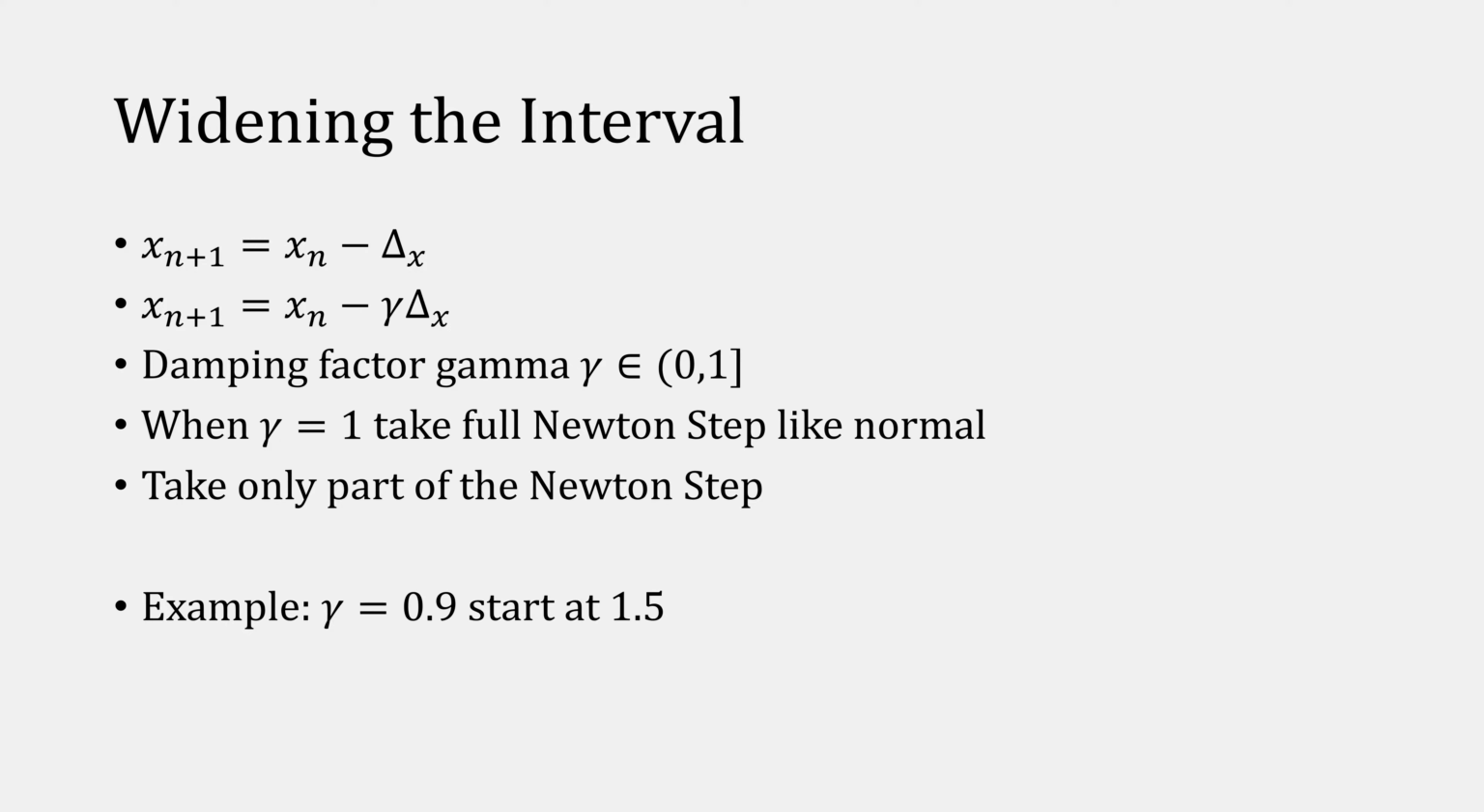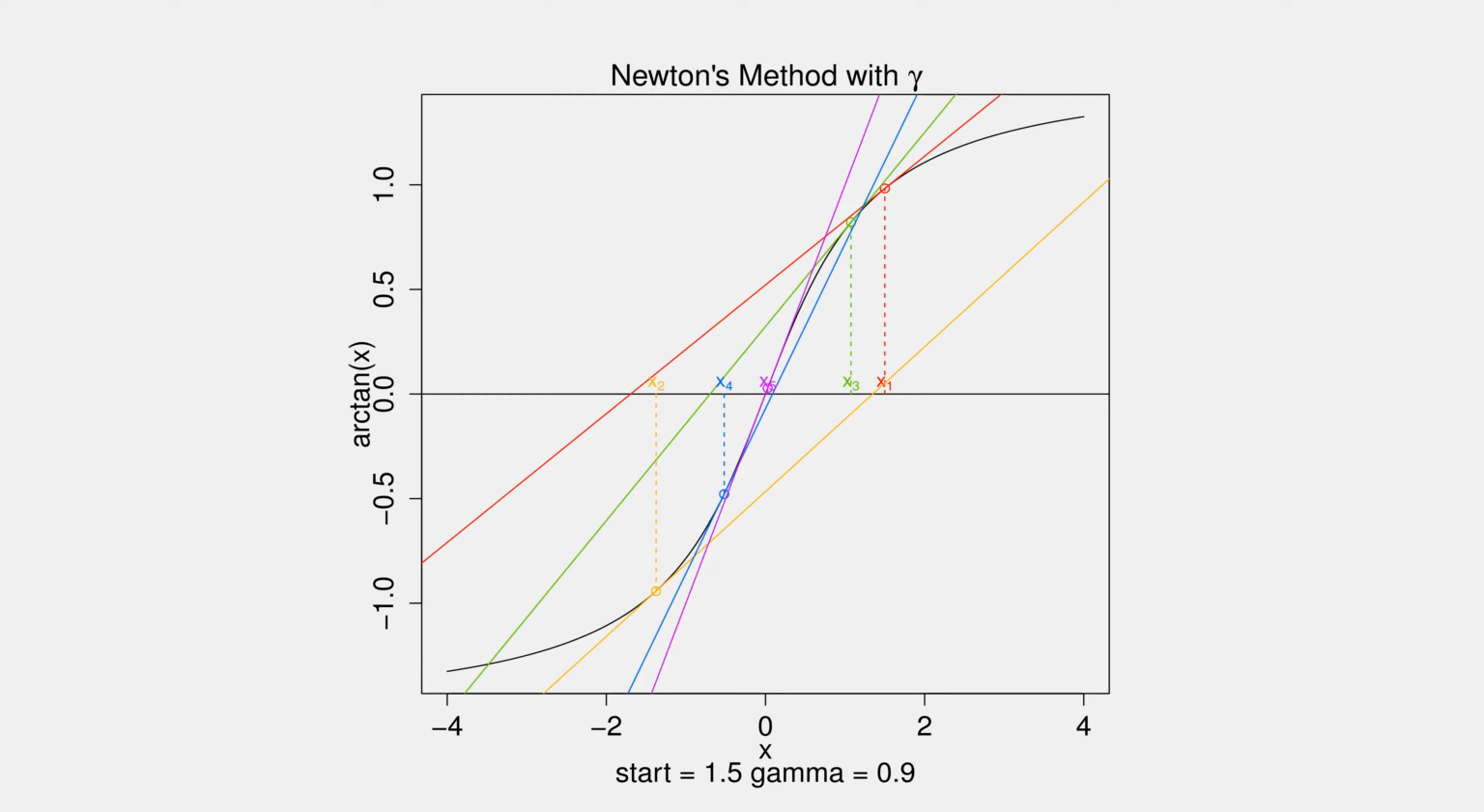Let's look at an example where gamma is equal to 0.9, and we start at the divergent point of 1.5. With the gamma of 0.9, the point that usually led to divergence, 1.5, now leads to convergence. This is because we don't take the entire Newton step. So we don't use a normal value for x2, we only take a part of it.